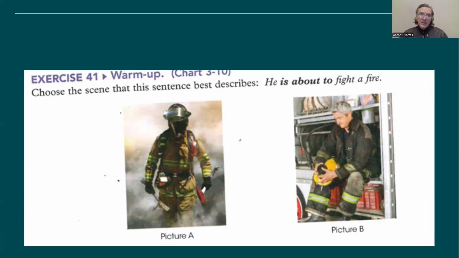In picture B, he looks a little dirty. His firefighter's uniform is very dirty, which tells me that he has already been in the fire. The fire is over. He is removing his uniform. He's sitting down, relaxing. He's tired. He has already fought the fire. So picture B, the fire is in the past. He fought the fire already. In picture A, he is walking into the fire. He is on his way. He will fight the fire soon. He is about to fight a fire.